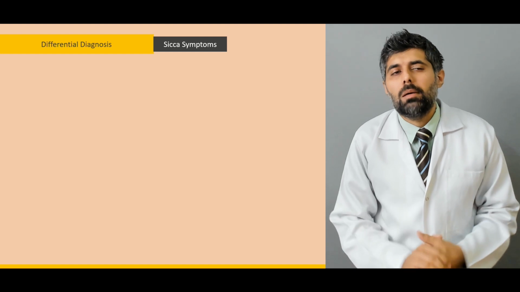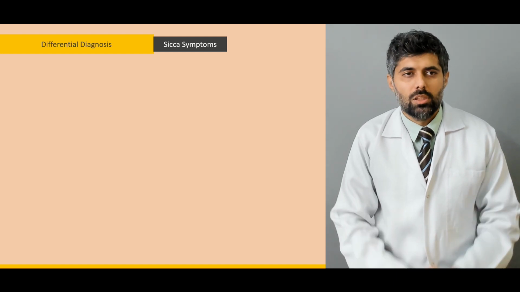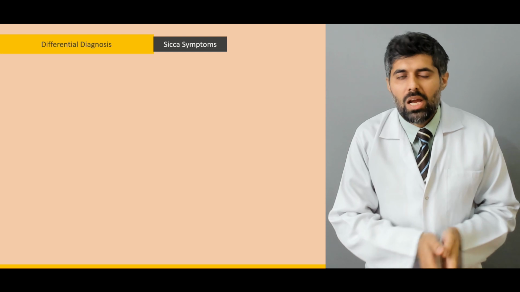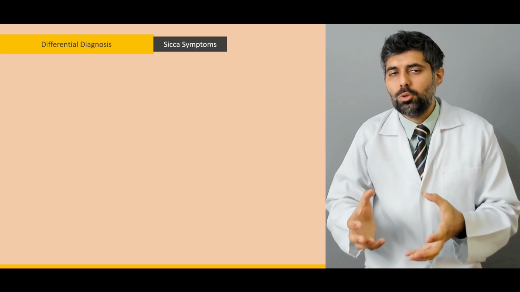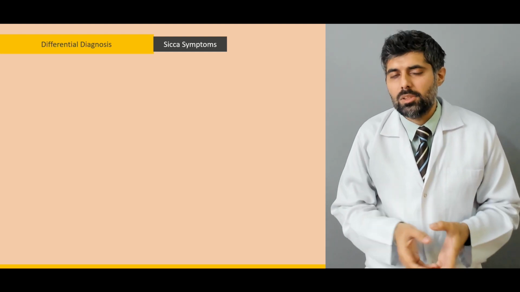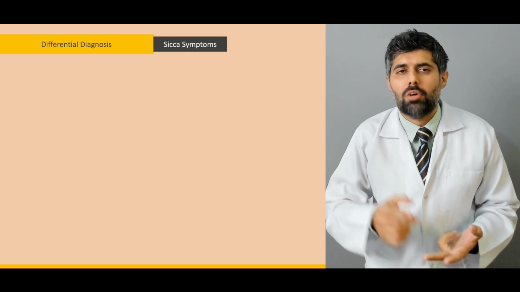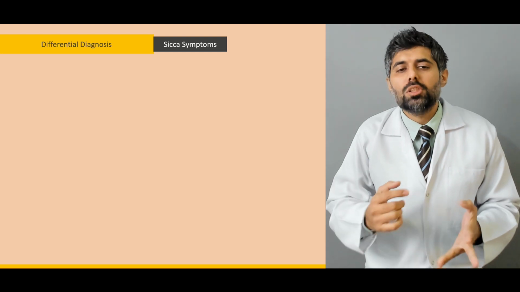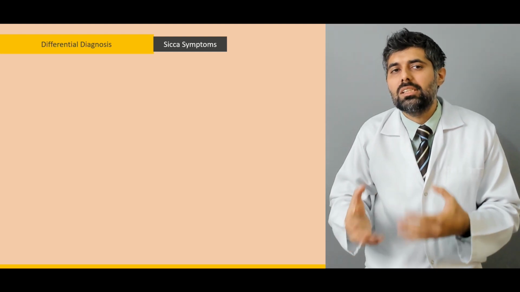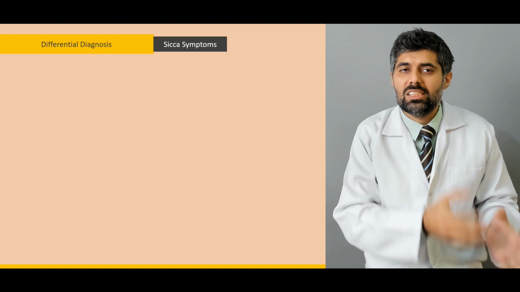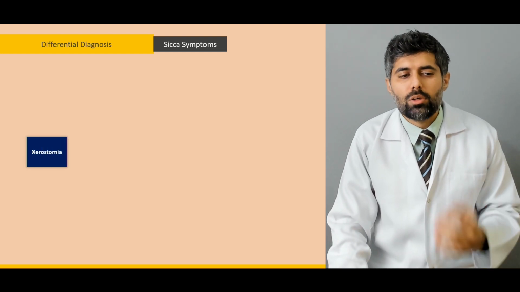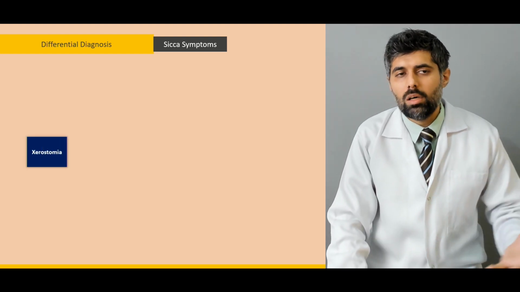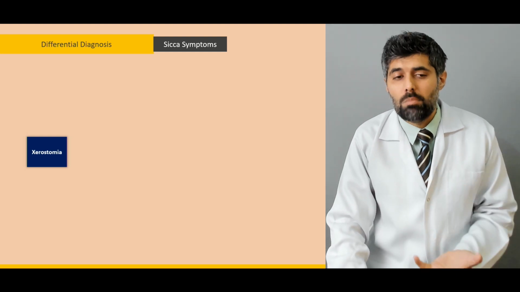Next, we're going to study about the differential diagnosis of Sjogren syndrome. And as Sjogren syndrome usually exhibits sicca symptoms such as dry eyes, dry mouth, and bilateral parotid enlargement, we're going to study what other diseases can also cause these symptoms. So we're going to start with xerostomia or the dryness of the mouth.